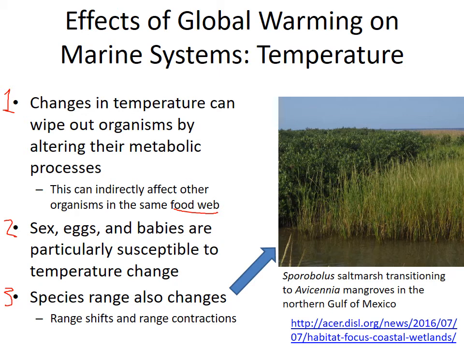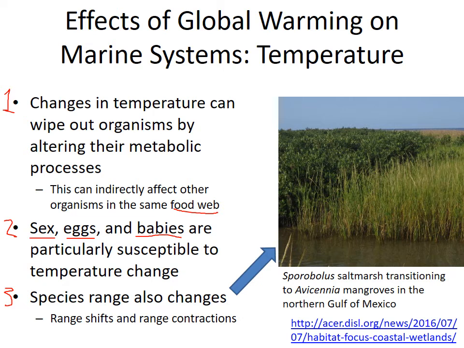Conversely, the food web can be affected if there's an organism that likes warm weather that wasn't in that area before, that moves in, and that could also disrupt the food web connections in the area. Sometimes the adults of an organism are relatively tolerant to ups and downs in temperature, but the spawning processes, the eggs, and the babies of the organisms tend to be more sensitive to temperature changes. So sometimes that's the way that temperature ends up really harming organisms.